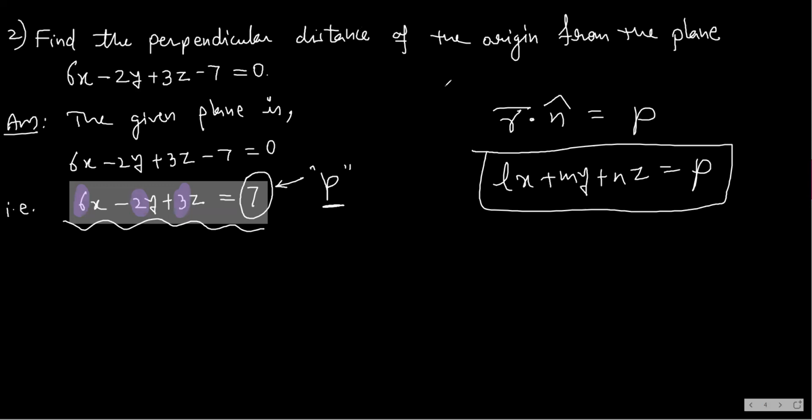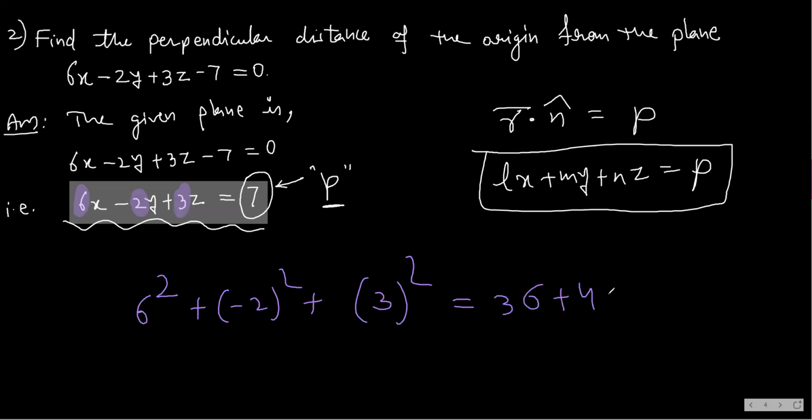How do I know whether they are the direction cosines? Because if I take the square of these numbers, 6 square plus minus 2 square plus 3 square, am I getting 1? No, I'm getting 36 plus 4 plus 9. This is not equal to 1. So I understand that 6, negative 2 and 3 are not the DCs, not the direction cosines. They are the direction ratios of the normal to the plane.